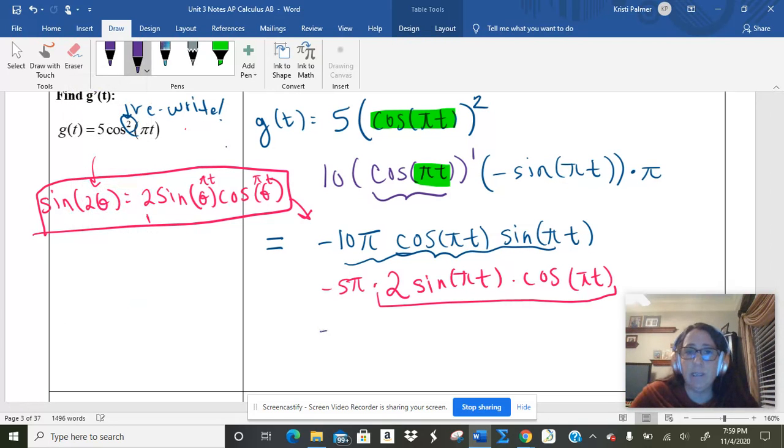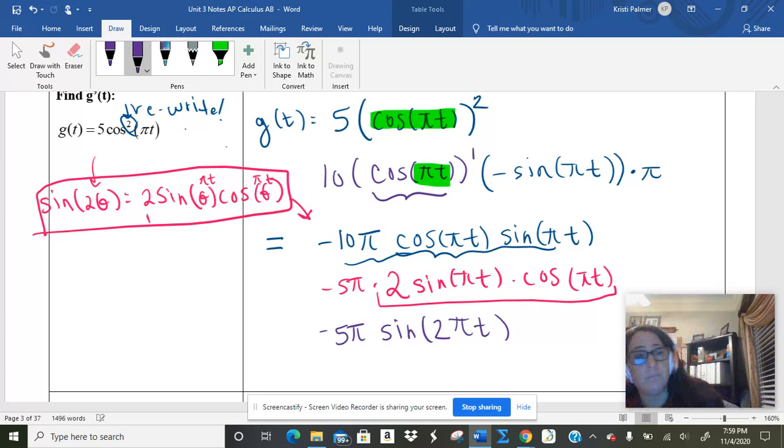So I'm going to leave my -5 pi, and then this formula part is going to become sine of 2 times that theta, so times that pi t. And that could definitely be an answer on the multiple choice that we need to get it to match.